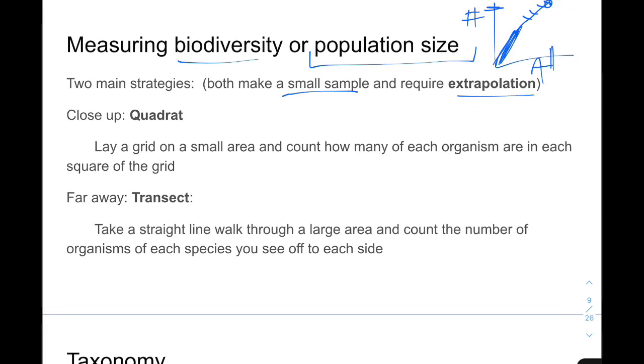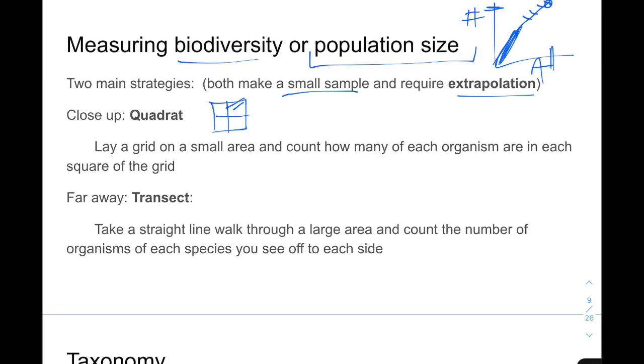The two techniques, one is a quadrat, where we take a grid. Usually this grid is something you can hold in your hands. You lay it down on top of the grass or on top of a bush or whatever, or even on the ocean floor. And you get in real close and you look. You're counting the number of ants you see, or counting the number of blades of grass you see, or whatever.